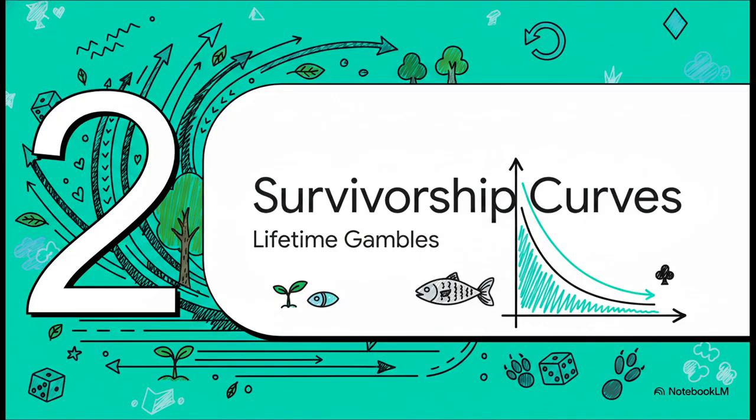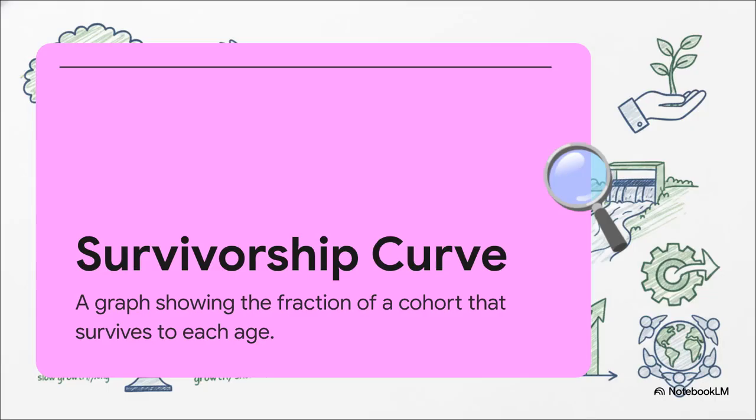Moving on to Section 2, let's see how these bets play out over an entire lifetime with the 3 survivorship curves. To really understand this, demographers use a vital tool called the survivorship curve. Basically, it's a graph that plots the fraction of a group, a cohort, that survives to each age. Now, by convention, the vertical axis is plotted on a logarithmic scale. I know that sounds a bit dense, but it really just means that a straight line on the graph represents a constant rate of mortality. It's an ingenious way to clearly visualize the survival strategies of completely different species, all on the exact same chart.